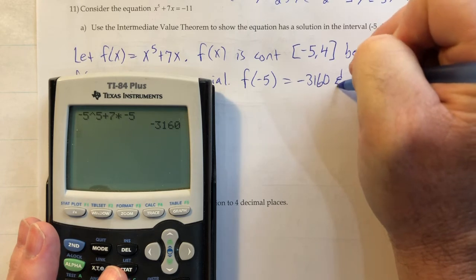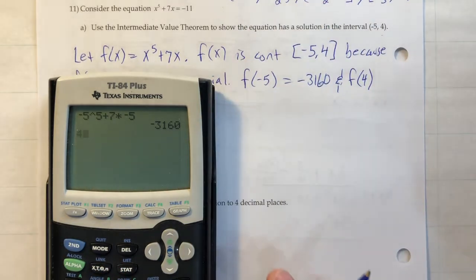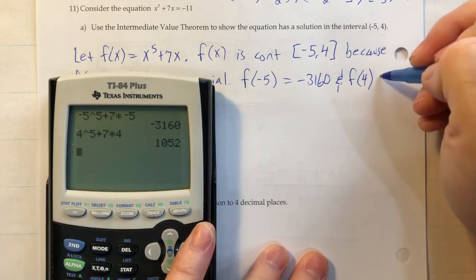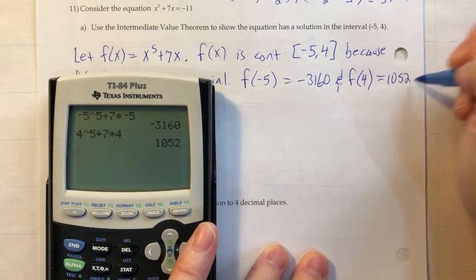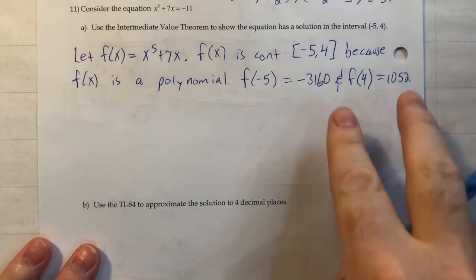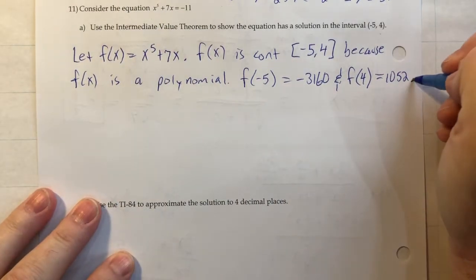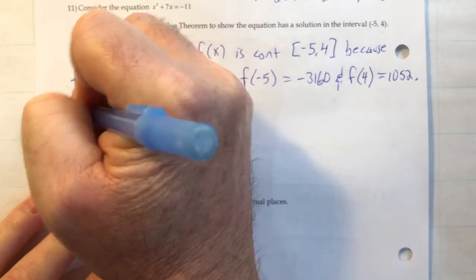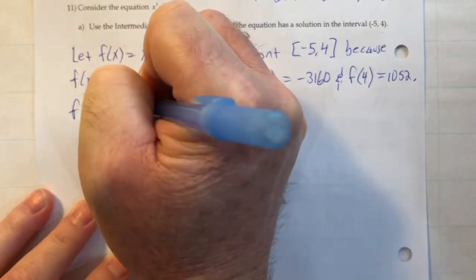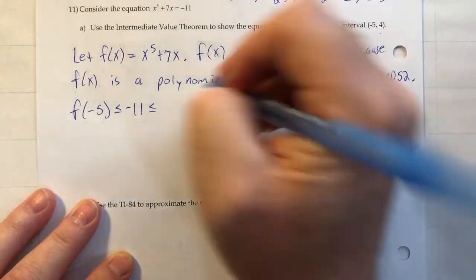And then we do the same thing for f of 4. So we take 4 and raise it to the 5th, plus 7 times 4, and we get 1052. And what's important, if we want to use the intermediate value theorem, is that these two values have that one surrounded. So we can say that f of negative 5 is less than or equal to, sorry, negative 11 is less than or equal to f of 4.